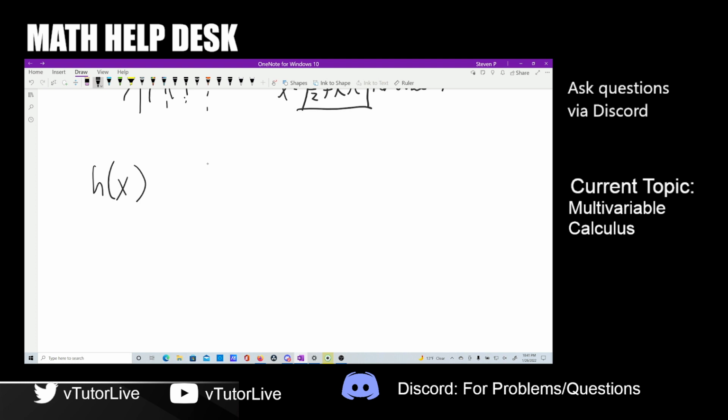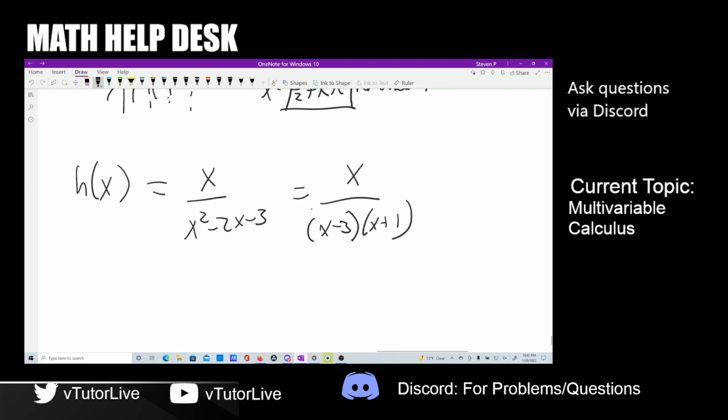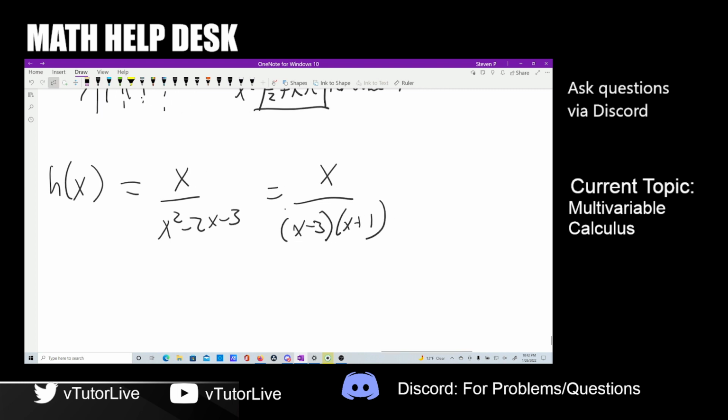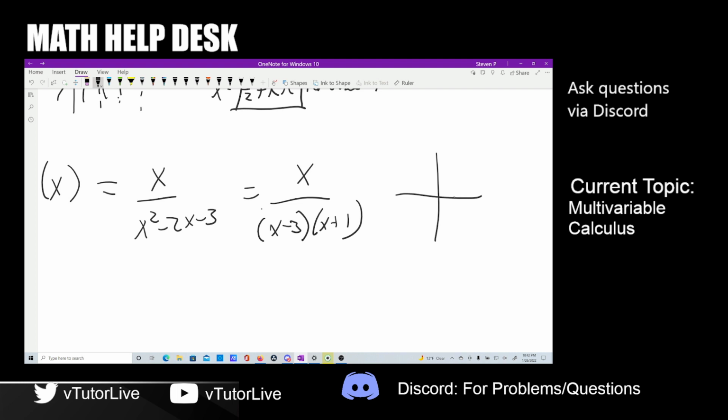So I guess we'll just wrap these up and maybe call it a night. Maybe there's some other problems. So this is x over x minus 3 times x plus 1. Looking at this, there's going to be two asymptotes: one at x is equal to 3, and one at x is equal to -1.